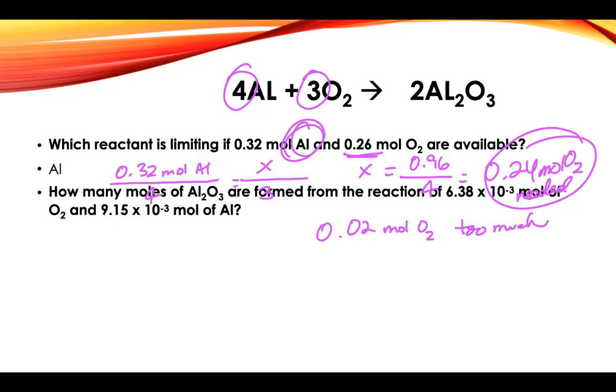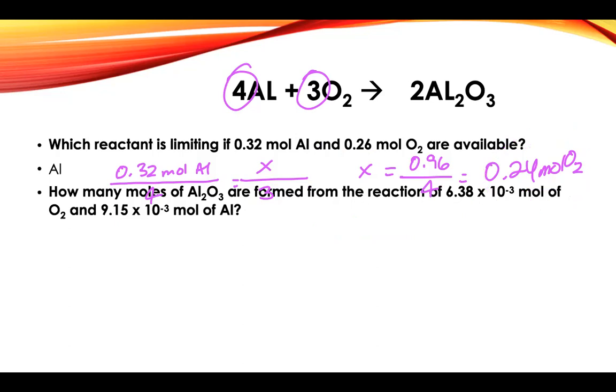Okay, now I've got another problem, which is covered up. There we go. How many moles of Al2O3 are formed from the reaction of 6.38 times 10 to the minus 3 moles of O2 and 9.15 times 10 to the minus 3 moles of Al? Okay, so now I'm given two different amounts for both reactants. I'm given new amounts from the first question.